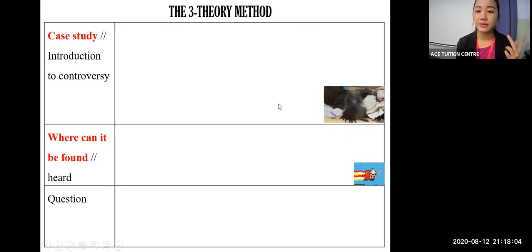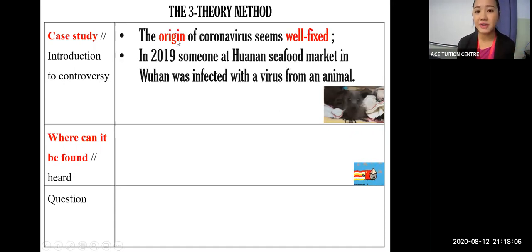So the first thing you can write, which is the origin of coronavirus seems well fixed. When you ask the person behind you, beside you, where did COVID-19 come from, they would most likely say China, or they would say, oh, it came from a bat. Everyone's answer is almost the same thing. But in reality, it happened in the Huanan seafood market in Wuhan, and it infected someone from an animal, which is a bat. So this is a case study. You have to know your facts because it is called a factual essay after all.